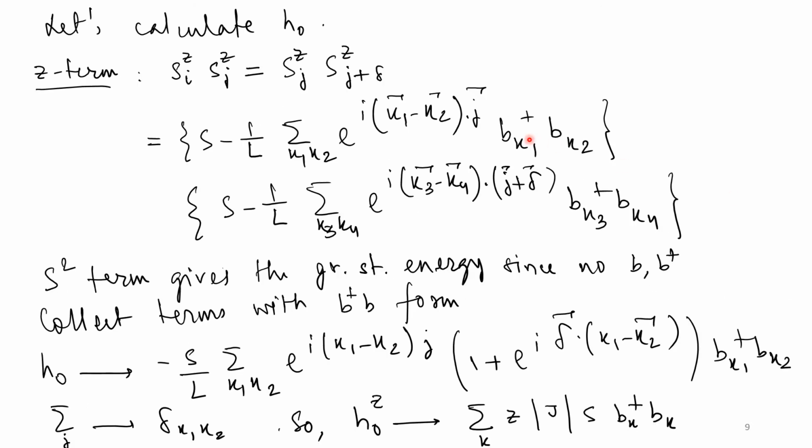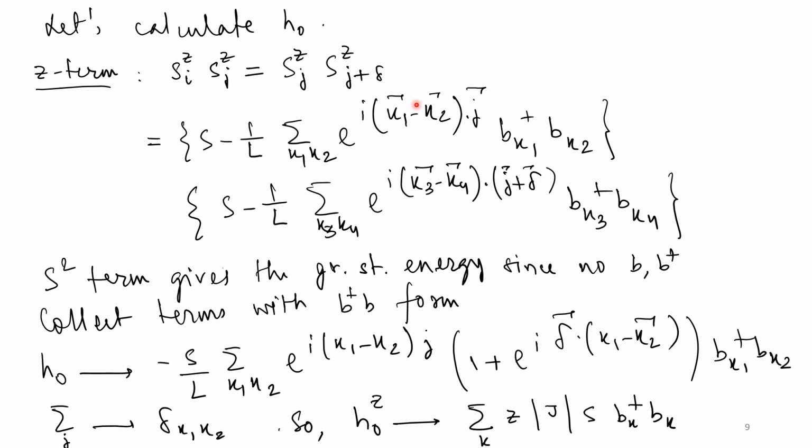Good. So because we are interested in H0, let's calculate H0. First, the S term, the Z term, right? So the Z term is essentially Siz and Sjz. Now Ij, remember, these are all nearest neighbor interactions that we have considered. That means this I is essentially, I can just write it as J plus delta, where delta is the vector that is connecting the jth site to the nearest neighbor.